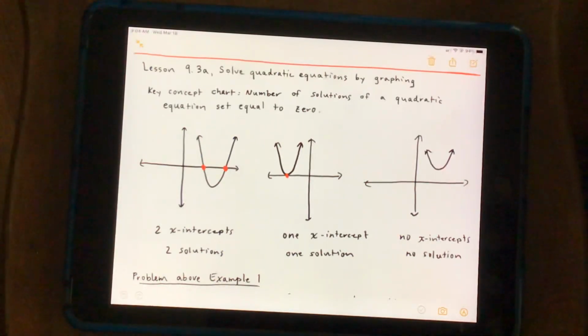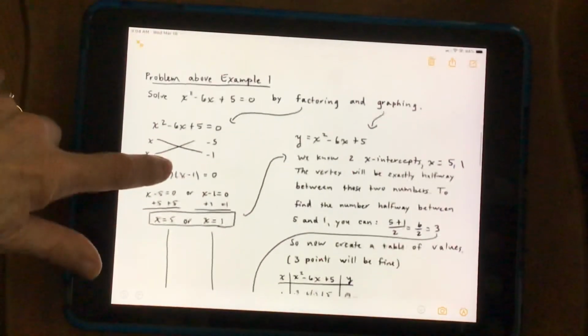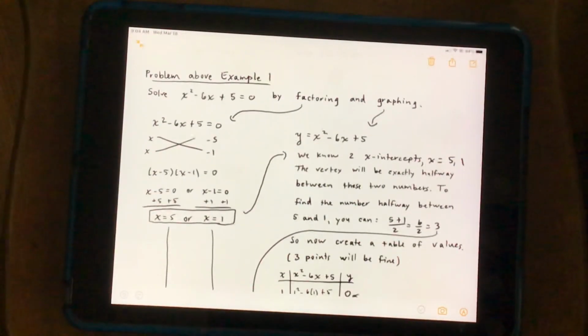All right, let's see how this key concept chart can be used to solve quadratic equations by graphing. Here's our first problem. It will be in your textbook above example number 1 in our lesson 9.3. So we're to solve x squared minus 6x plus 5 equal to 0 by factoring and by graphing.